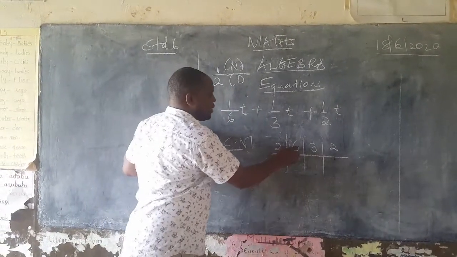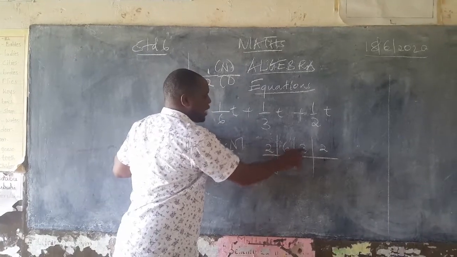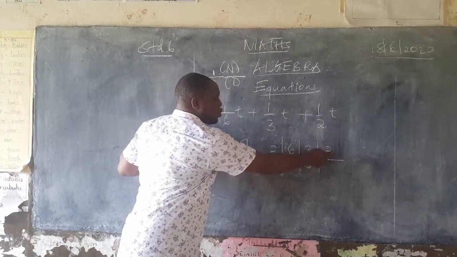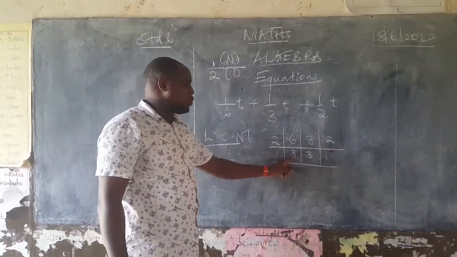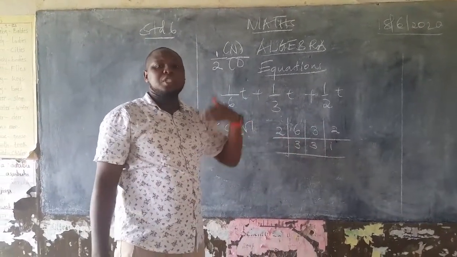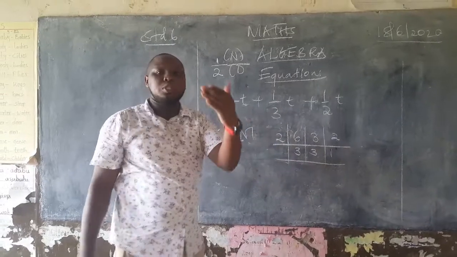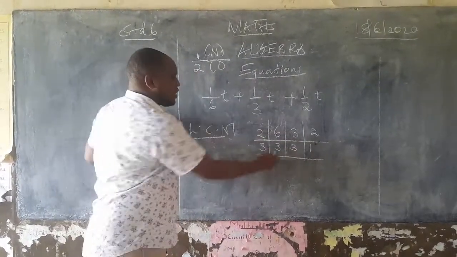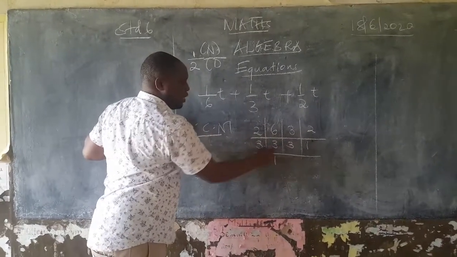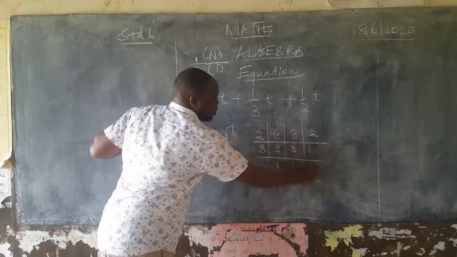So 2 can divide 6 to get 3. 3 cannot be divided, so you write it the way it is. 2 can divide 2 to get 1. From there, you have exhausted 2 because there is no multiple of 2 here. So you move to the next number. After 2, we go to 3. So our next number is 3. 3 can divide these numbers here. 3 divided by 3, you get 1. Then 3 divided by 3, you get also 1. So you drop this one here.